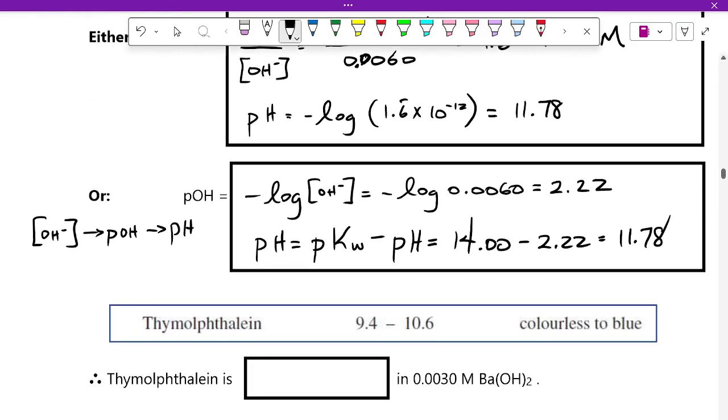And then you look up thymolphthalein on your table, and it is 11.78 is up here. So that's going to be blue.